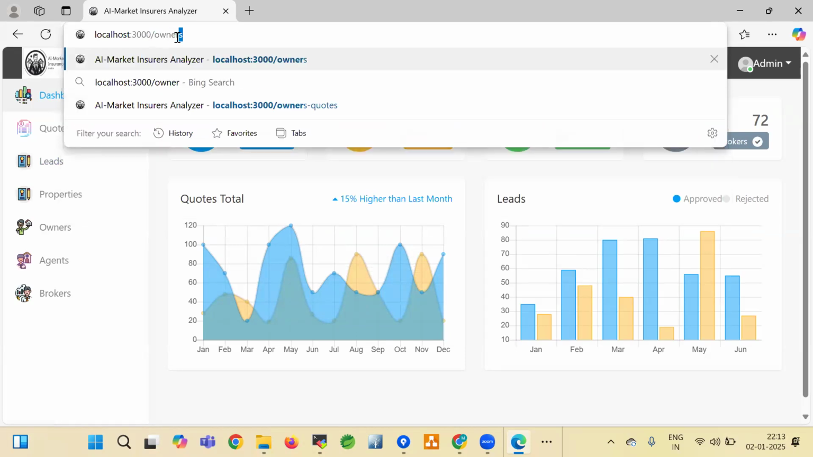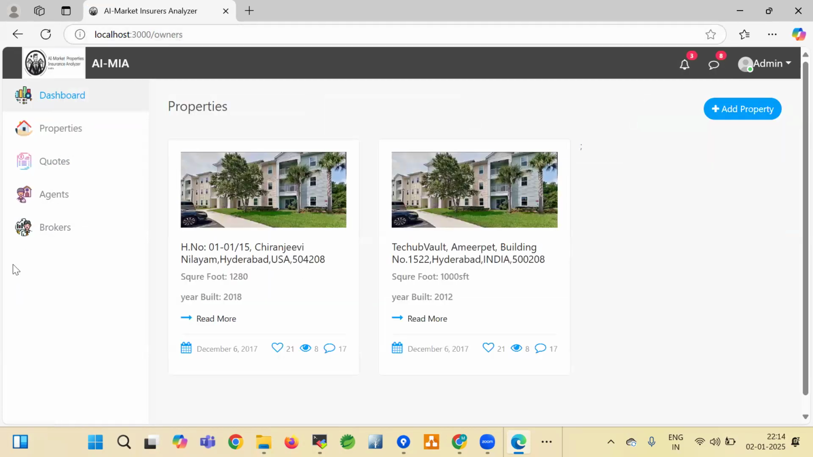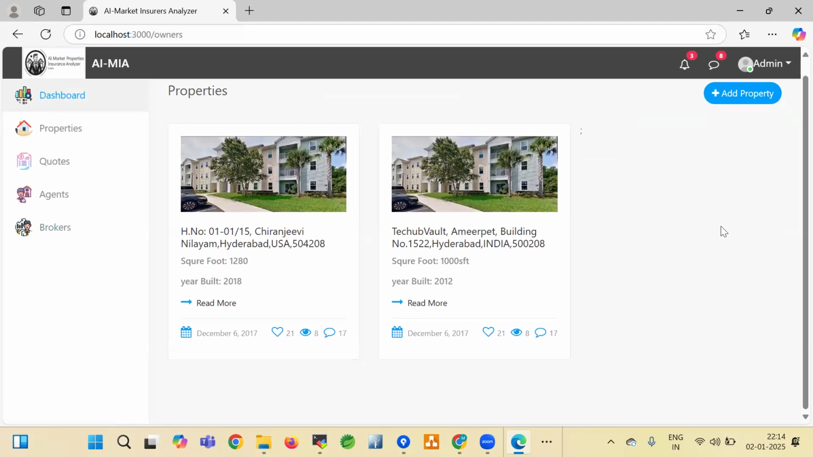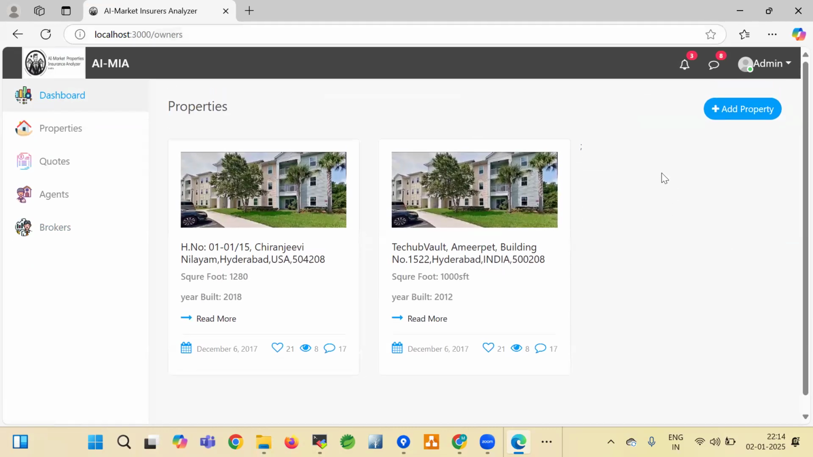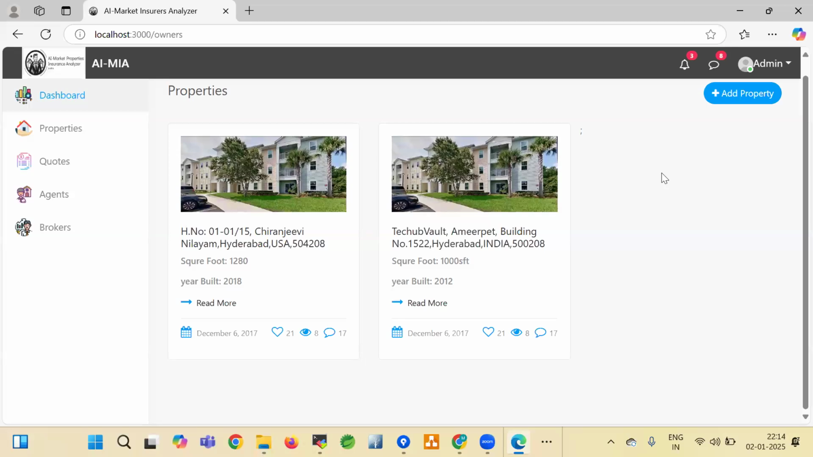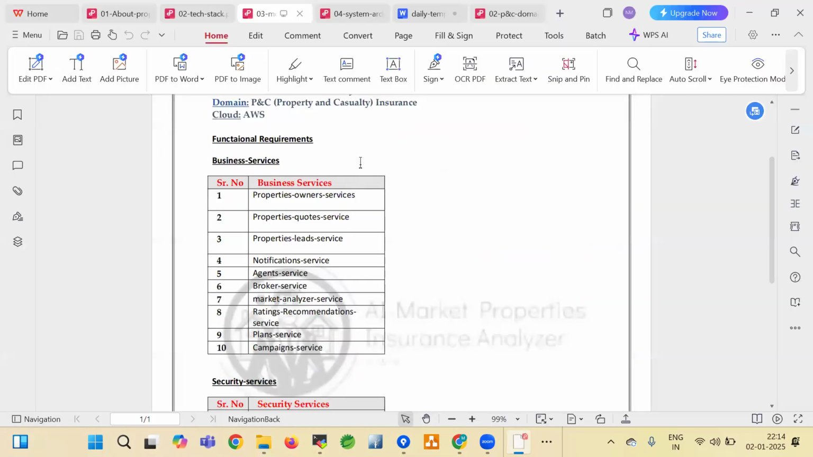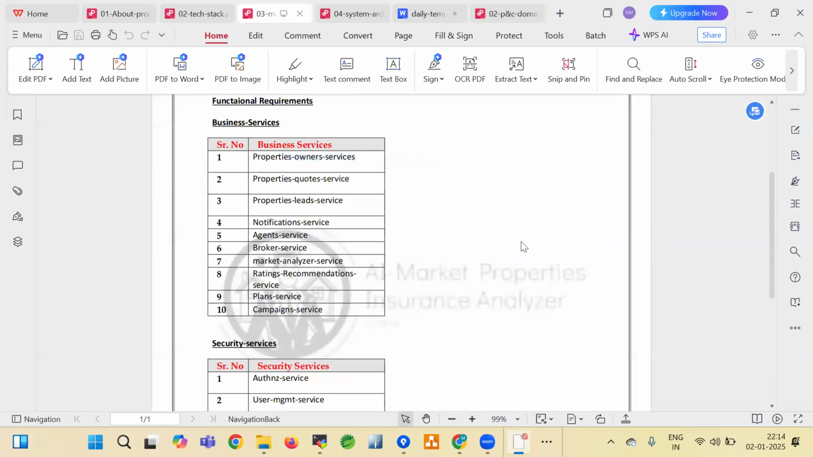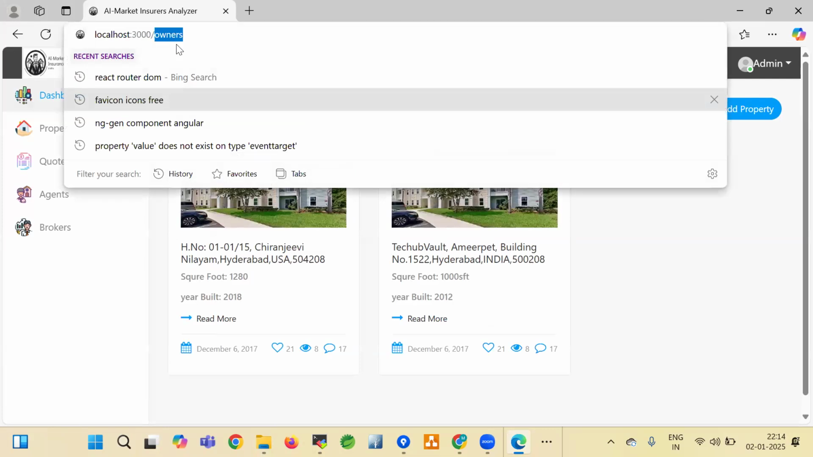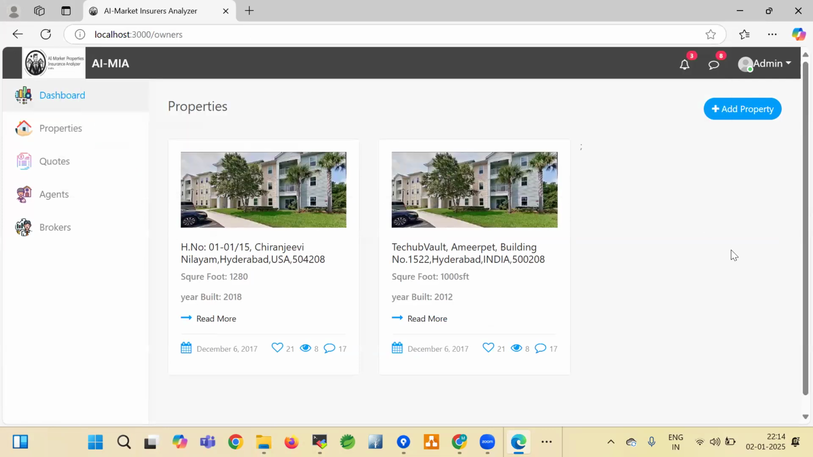Now if you go to the owner perspective, this is the owner's perspective. Owners may have many properties. Now the owner wants to create a quotation to get insurance coverage for those properties. That's where, if you can see here, the business services, the properties owner service. When logged in, what can the owners do? What are the responsibilities of the owner?